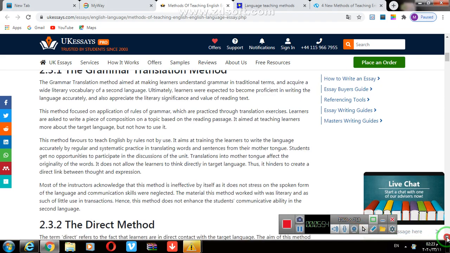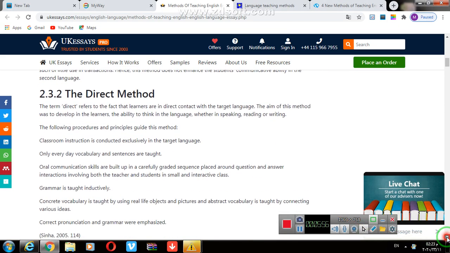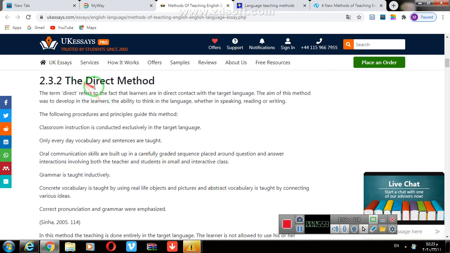Let's move now to another common method that is named the direct method. In the direct method, the term direct refers to the fact that learners are in direct contact with the target language. And what is our target language here? It is the English language. The aim of this method was to develop in the learners the ability to think in the language, whether in speaking, reading, or writing. So in the direct method, our students are in direct contact with the language. They have to speak, they have to read, and they have to write.